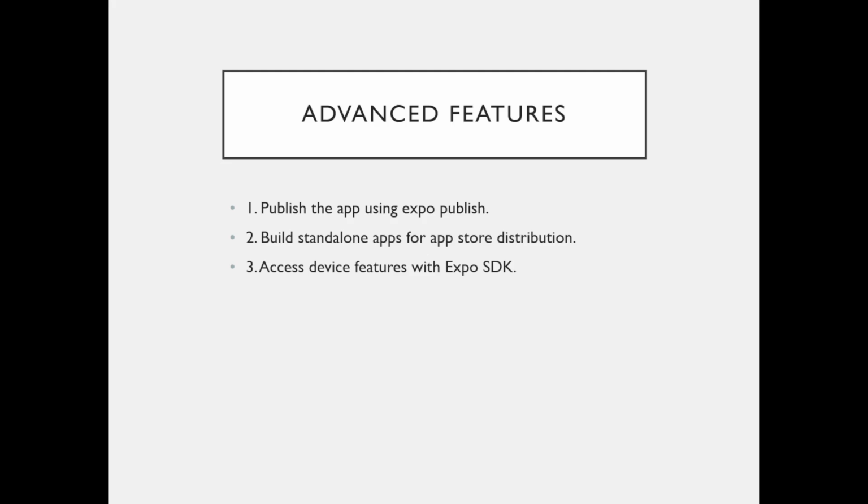The next step is accessing device features. Expo provides APIs for accessing various device features, such as the camera, location, etc., without having to write native code. You can import these APIs in your React Native components as needed.